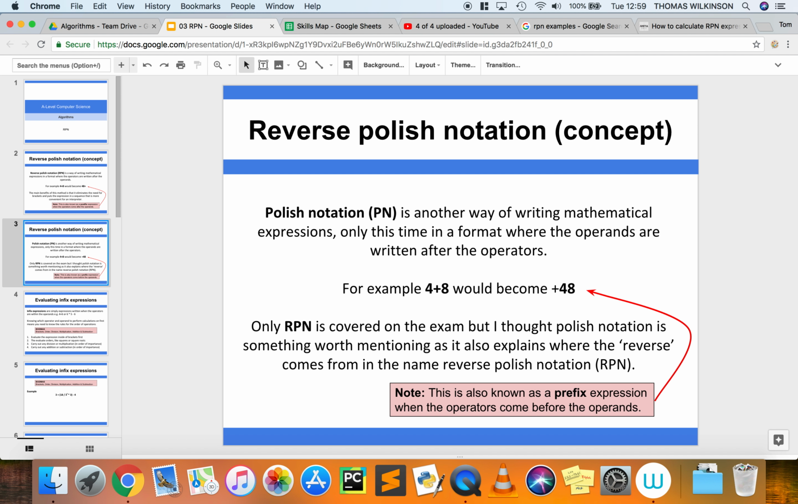Now, just as a bit of an aside, and this isn't related to this particular topic as such, Polish notation, which you don't need to know about for your A-level, is where you place the operators before the operands themselves. So reverse Polish notation is just the opposite of it. It's just more of a quirky thing to understand and know about before we move ahead.